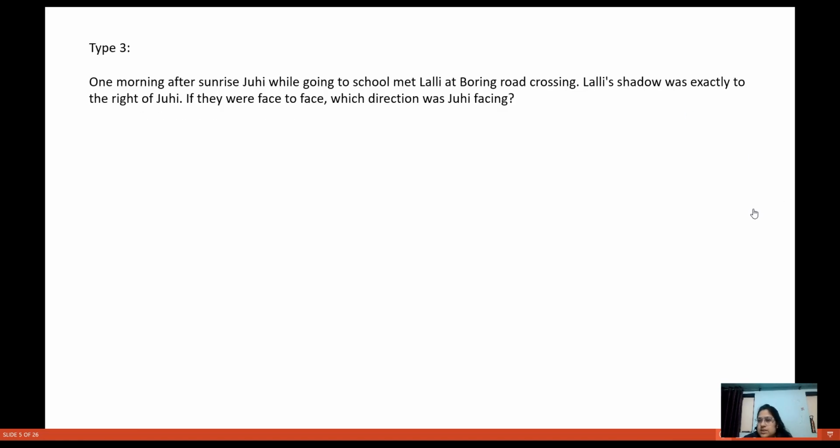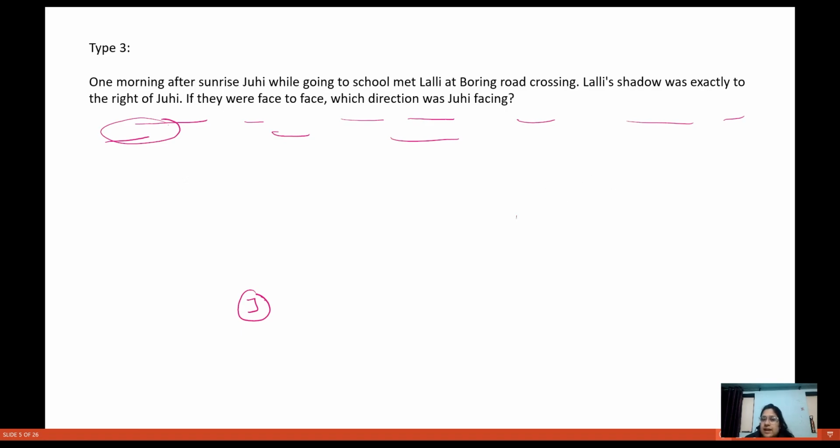So look at this question, guys. What this question is saying: one morning after sunrise, Juhi, while going to school, met Lali at Boring Road crossing. Lali's shadow was exactly to the right of Juhi. If they were face to face, which direction was Juhi facing? Okay. Now see, let us consider Juhi. Okay, so if Juhi is here, we know one more thing.